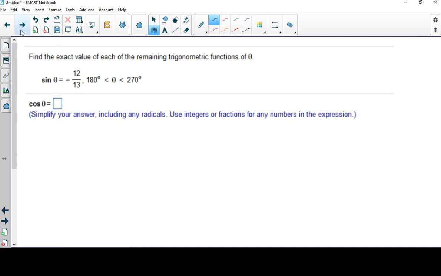Okay, 2 big questions left. These are by far the ones that take the longest, and this is going to be in 6.3. So you know one random trig function. Find the remaining ones, and there are 6, remember.